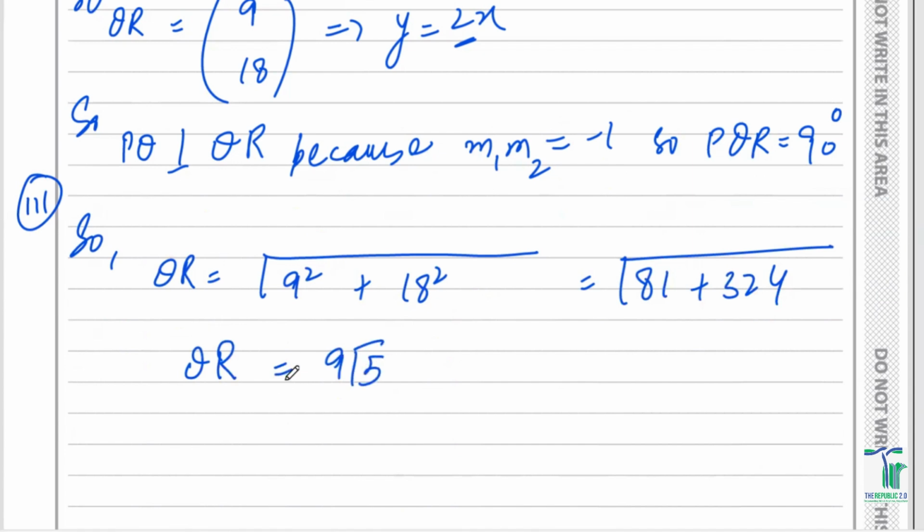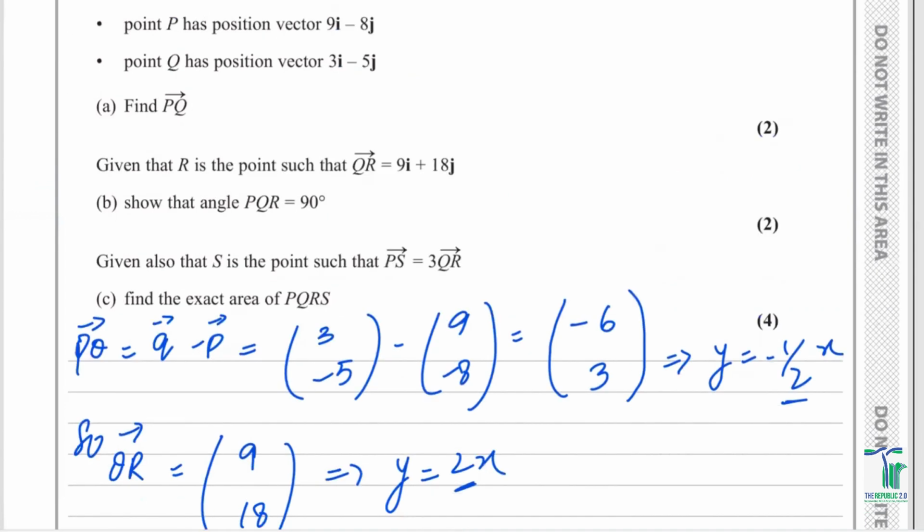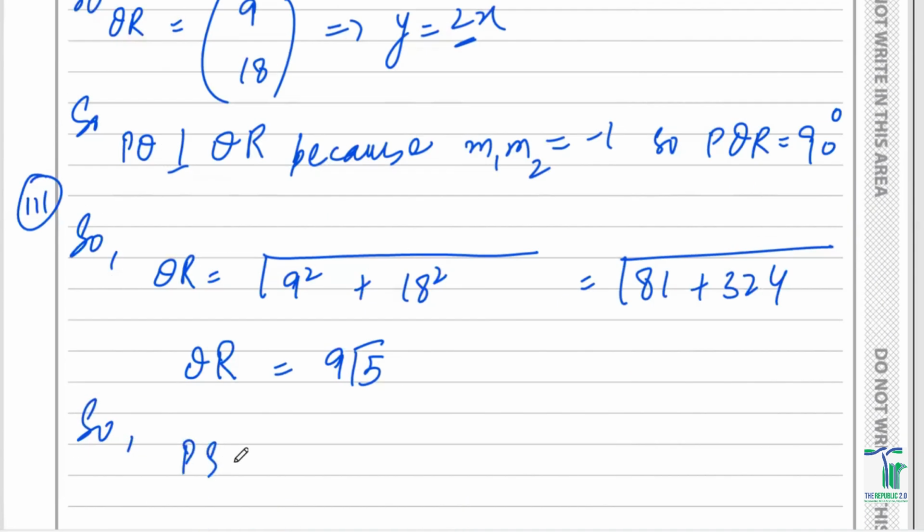9 root of 5. Apart from that, from the given expression, you can see that PS was 3 times QR. So PS would be 3 times 9, which is going to be 27 root of 5. So that is QR, and over here, I've got the PS, right?